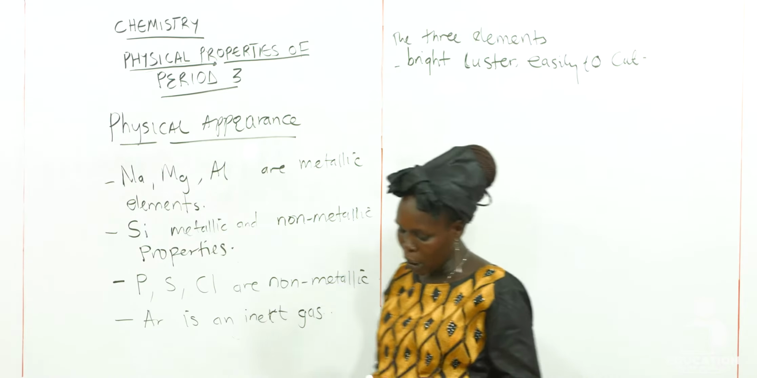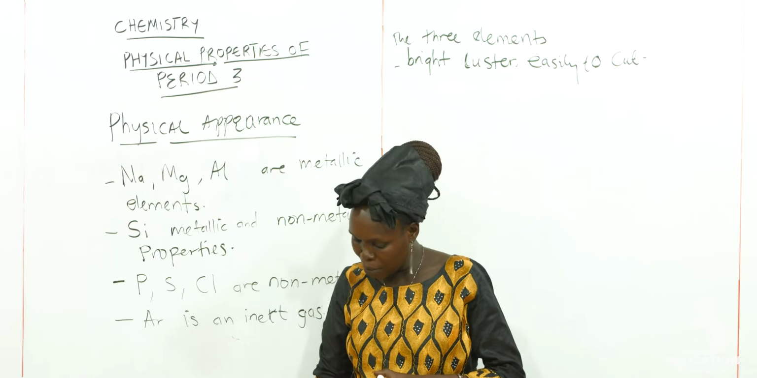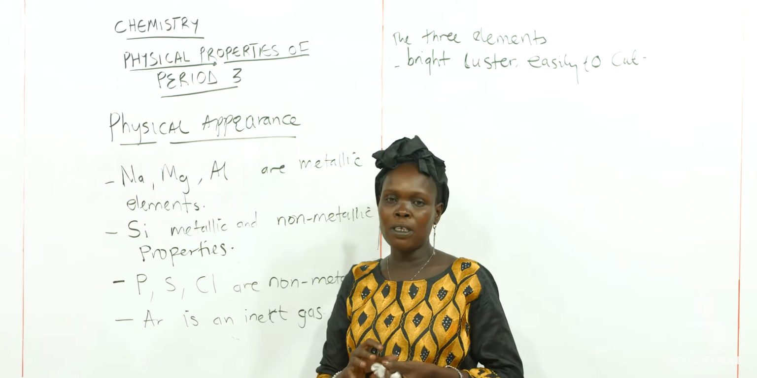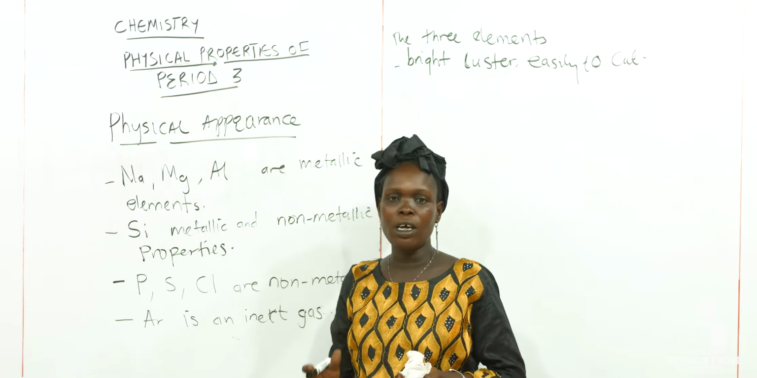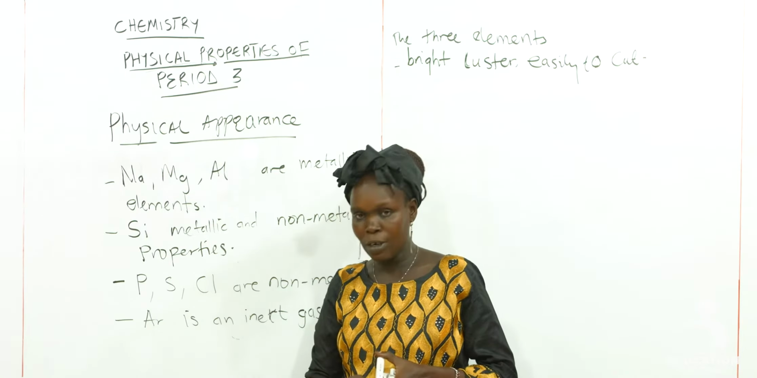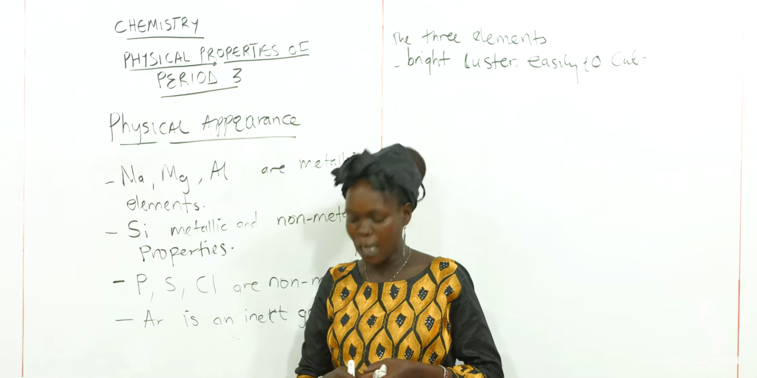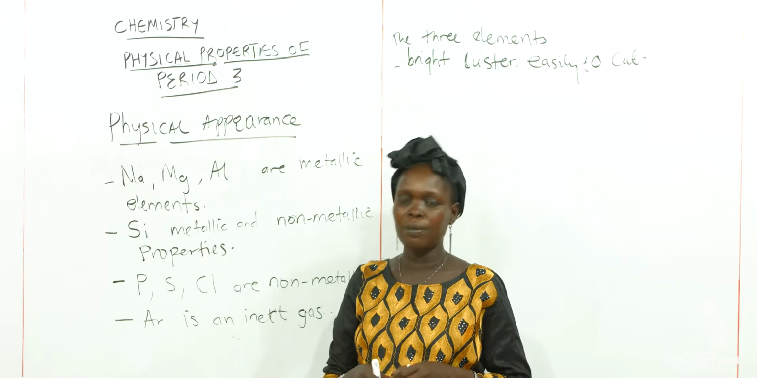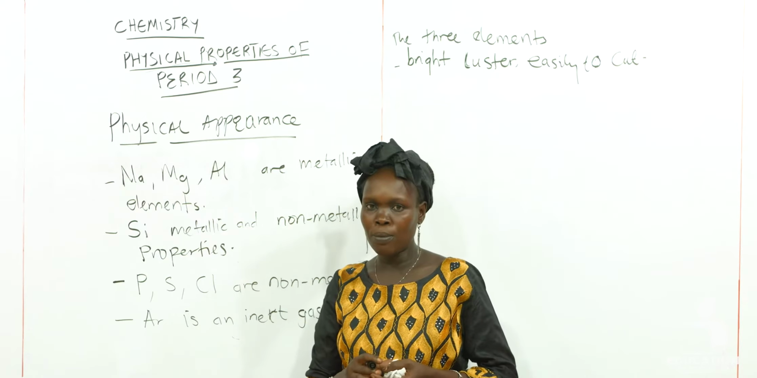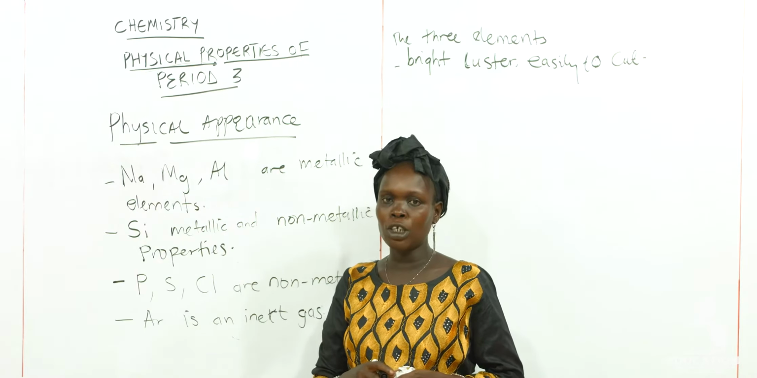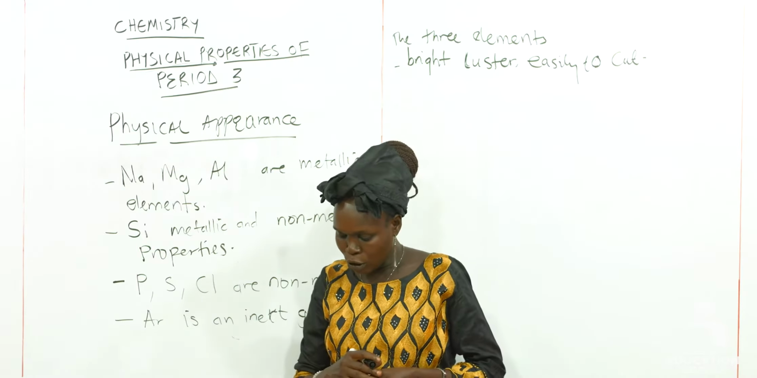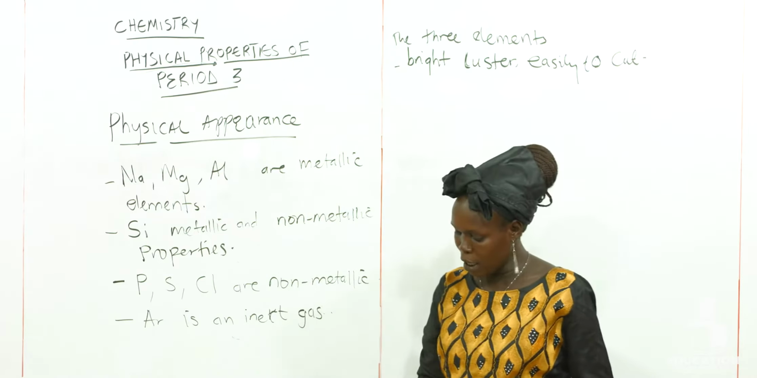The fourth element is silicon. Because it behaves as both a metal and a non-metal, it is harder to describe its properties, as it has the properties of both. But we can say silicon is much harder than magnesium and aluminium, because it has the two physical properties that make it harder than aluminium and magnesium.